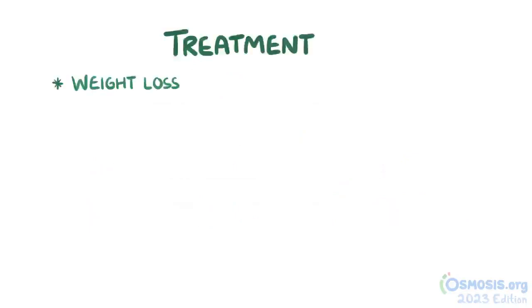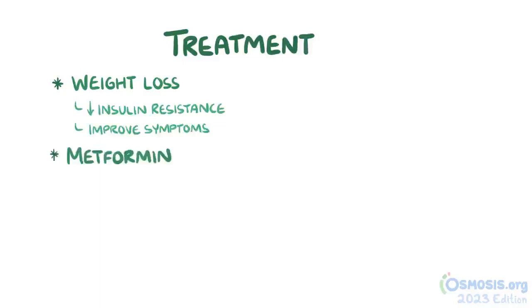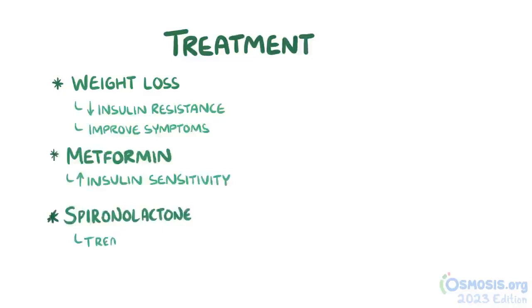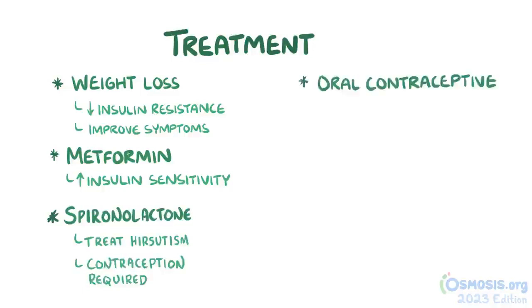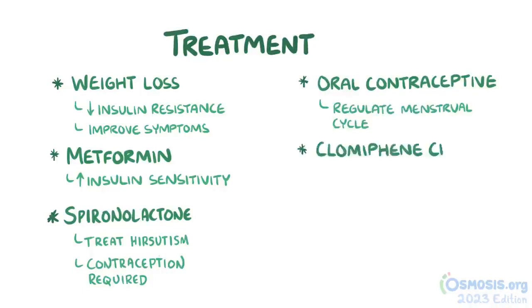Weight loss, especially by eating foods with a low glycemic index, can help reduce insulin resistance and can help improve the symptoms of polycystic ovary syndrome. Metformin can also increase insulin sensitivity. Spironolactone can be used to treat hirsutism, but because it's teratogenic, some form of contraception is required. Oral contraceptives can also help regulate the menstrual cycle. Clomiphene citrate can help induce ovulation.